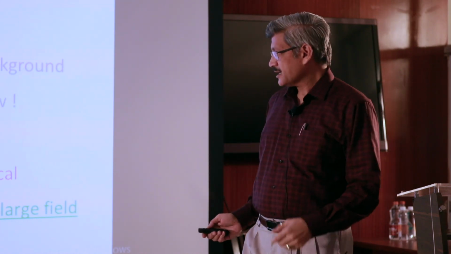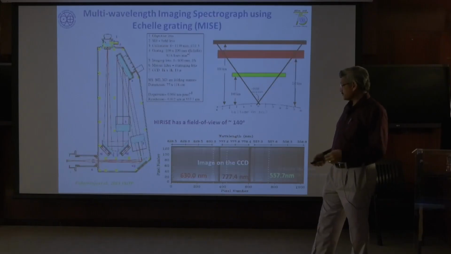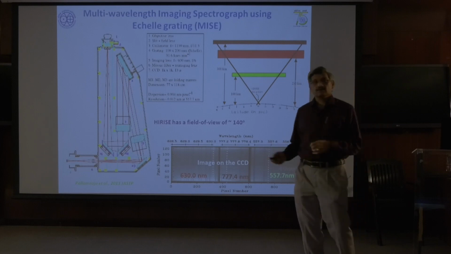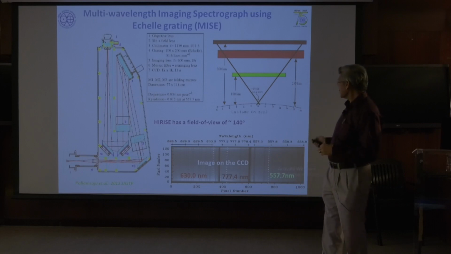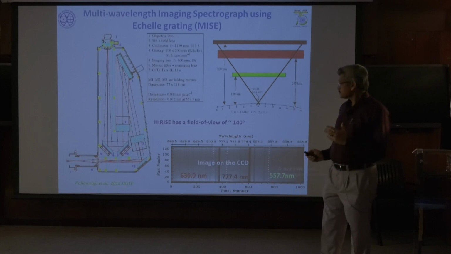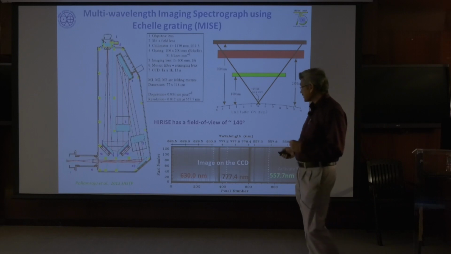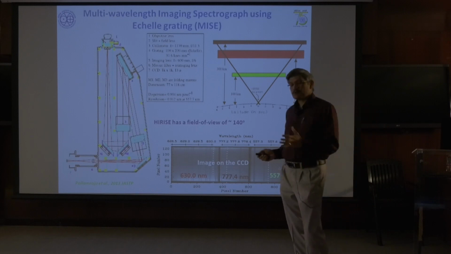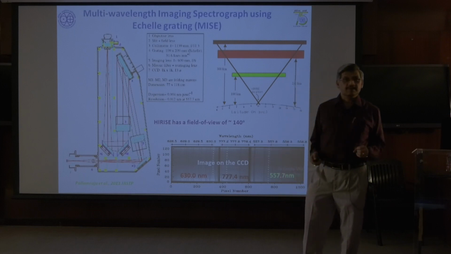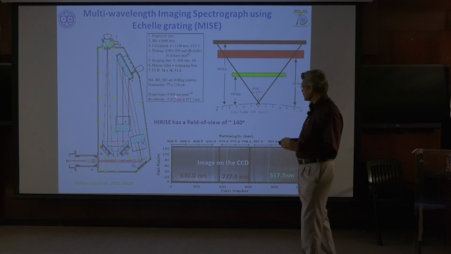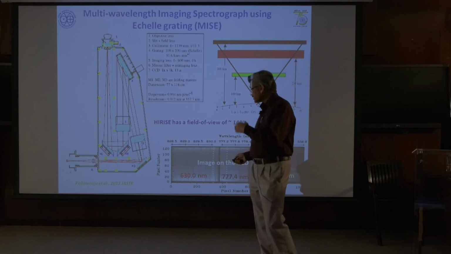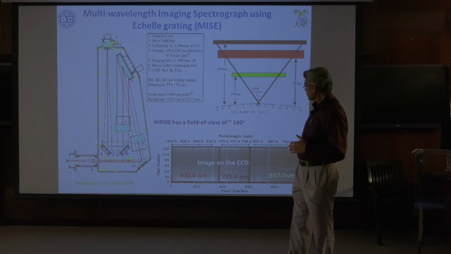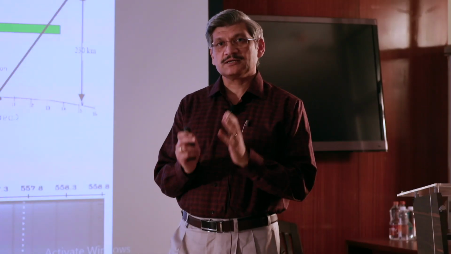So in that regard, we have come up with an innovative method which we call MISE, multi-wavelength imaging spectrograph, using a echelle grating. So we use a grating that works in high orders, and the problem is the order overlap. Not many people were using it traditionally, but with the advent of interference filters, we devised a method by which we can get multiple wavelengths at the same time in the same diffraction angle region.